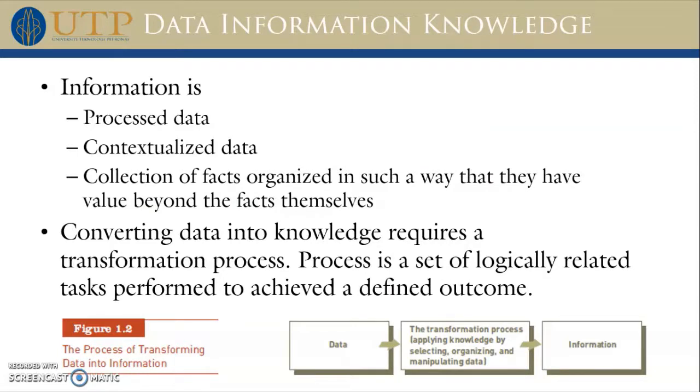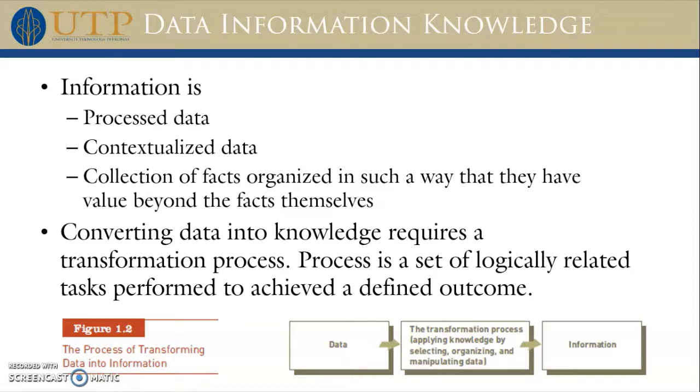What about information? Information, on the other hand, is processed and contextualized data. Converting data into information requires a transformation process. This process can be selection, organization, and manipulation. For example, you may take a series of data and sort it so that you know what is the highest number or the lowest number. Or you might have a series of images and rearrange those images according to themes.